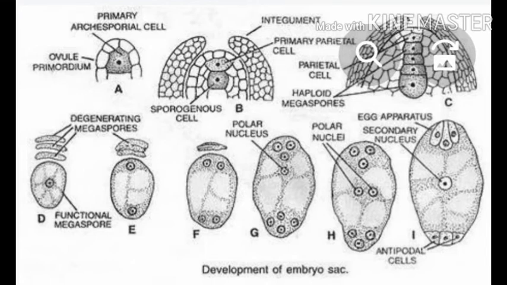The development of the embryo sac is monosporic. One functional megaspore undergoes mitotic divisions to produce a 7-celled, 8-nucleate condition. The embryo sac is also called the female gametophyte, which contains the egg cell, the female gamete.